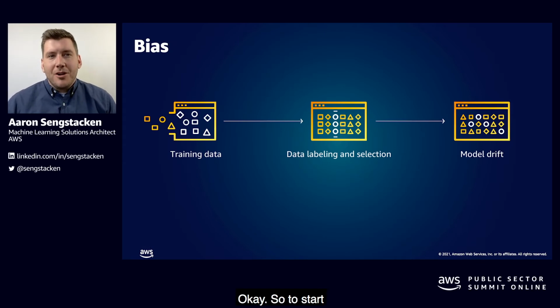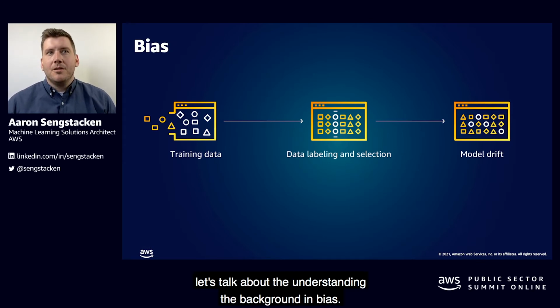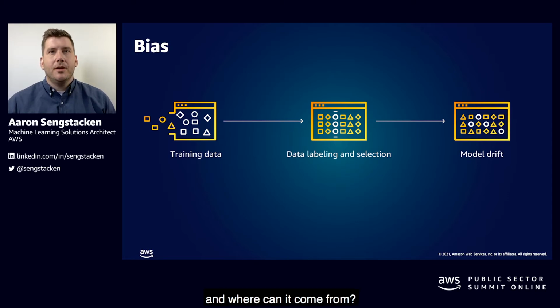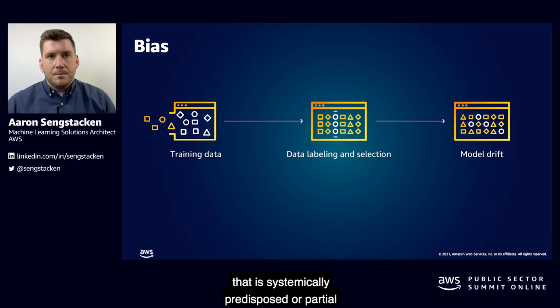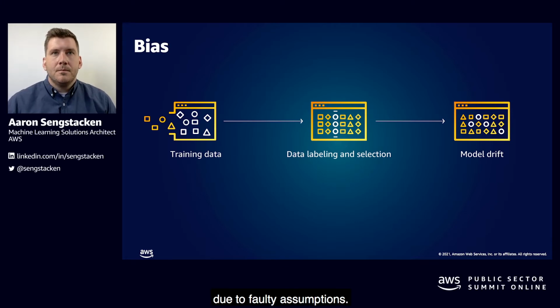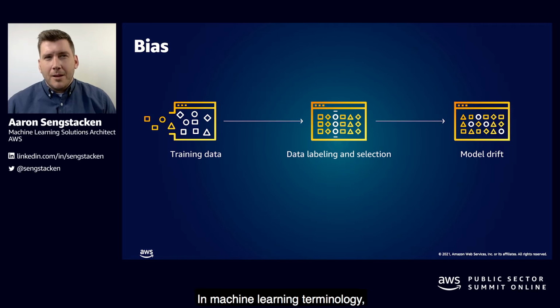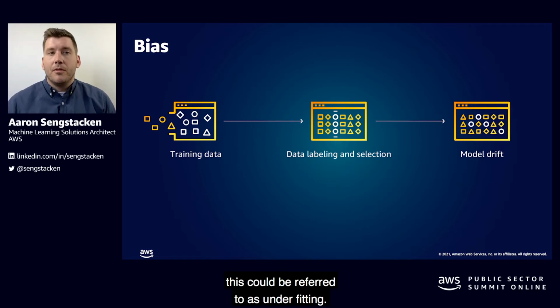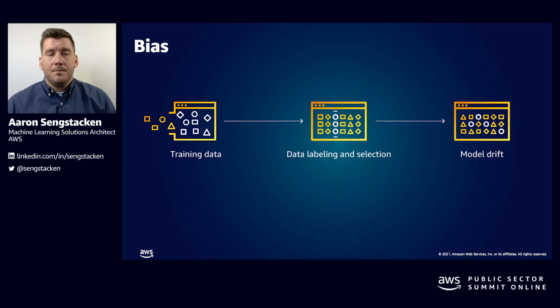Okay, so to start, let's talk about understanding the background in bias. What is bias in machine learning, and where could it come from? Bias in machine learning is a result or prediction that is systemically predisposed or partial due to faulty assumptions. And in many cases, bias in machine learning can cause an algorithm to miss the relevant relationships between features and targets. In machine learning terminology, this could be referred to as underfitting.